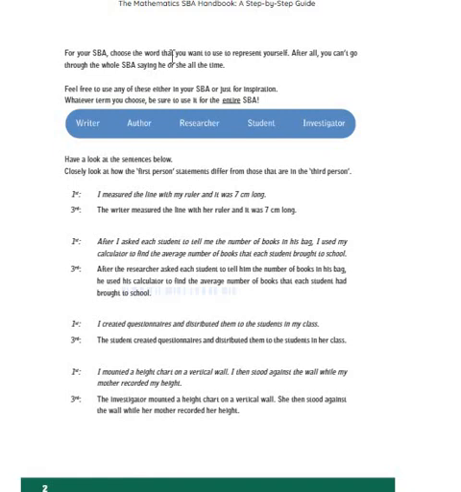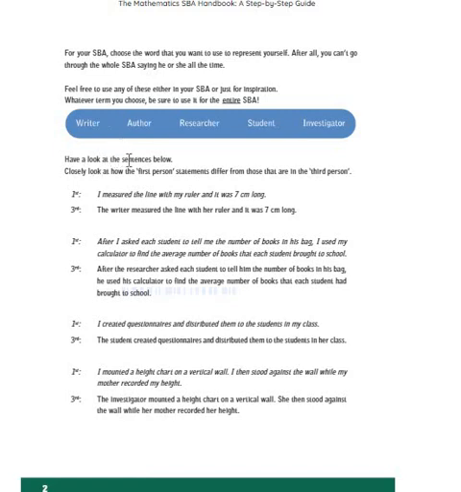For your SBA, choose the word that you want to use to represent yourself. After all, you can't go through the whole SBA saying he or she all the time. Feel free to use any of these either in your SBA or just for inspiration. Whatever term you choose, be sure to use it for the entire SBA. What are those words? Writer, author, researcher, student, or investigator. So you use these instead of saying I or me. In other words, these are all third person.